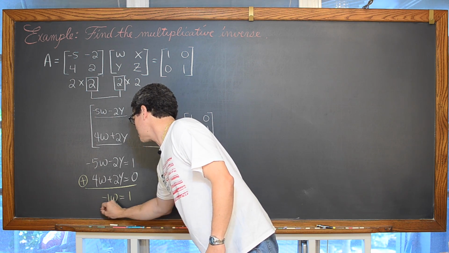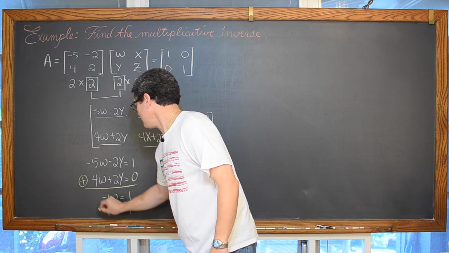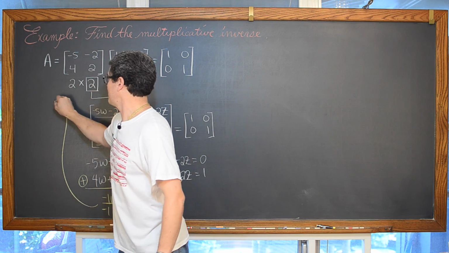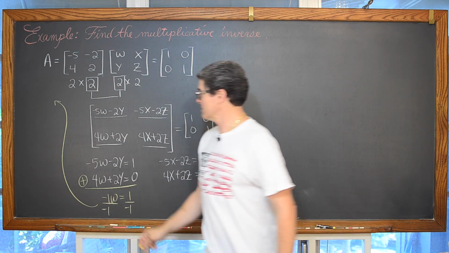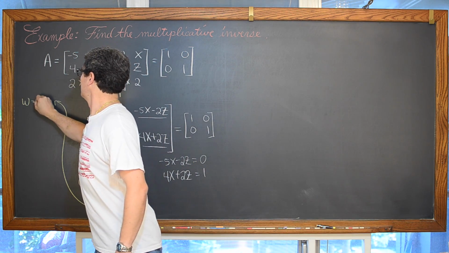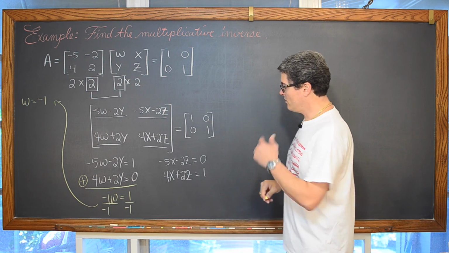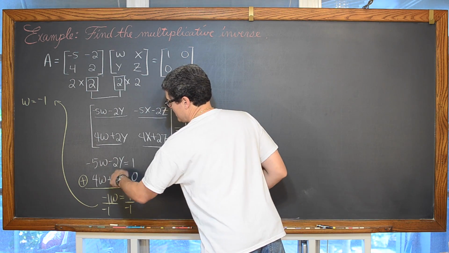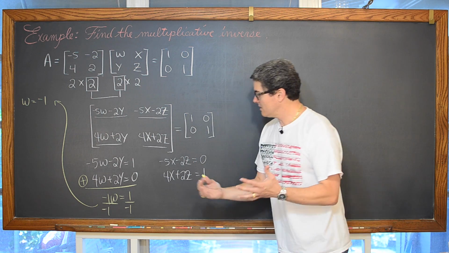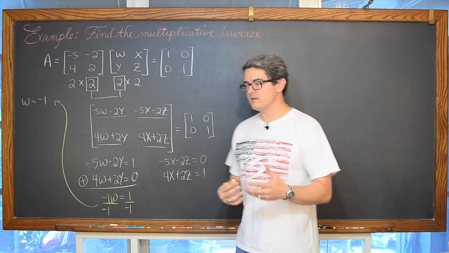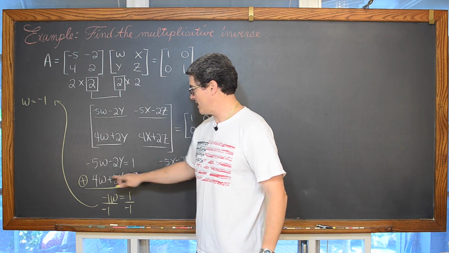We're going to divide both sides by negative 1. And I'm running out of room, so let's just bring it up here. W is equal to negative 1. Now, I know what W is. Let's plug that back into one of these original, if you will, linear equations. The one that seems like would be the easiest to work with is the bottom one.